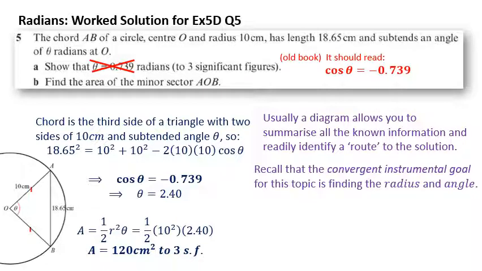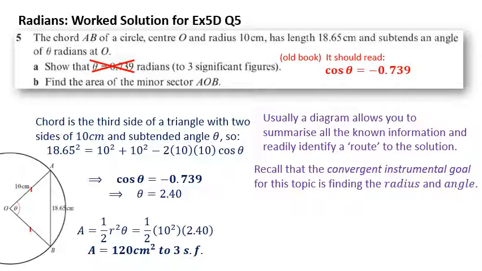So, a couple of quick reminders. The convergent instrumental goal, in other words, the thing which you will usually end up finding because it will generally be helpful no matter what question you happen to be doing. If you're dealing with this topic, you'll be looking for the radius and the angle. You'll either be given them and be able to use them to work things out, or you'll be told other things and you'll need to work out the radius and the angle along the way to finding the things you want, or some combination of those. In this case, you had the radius, you didn't have the angle, and they helped you out by giving you part A, but think about whether you would have seen what to do if they'd asked you for part B.